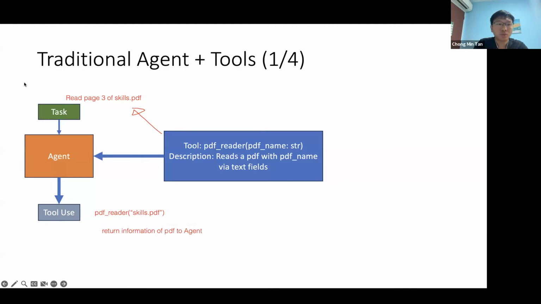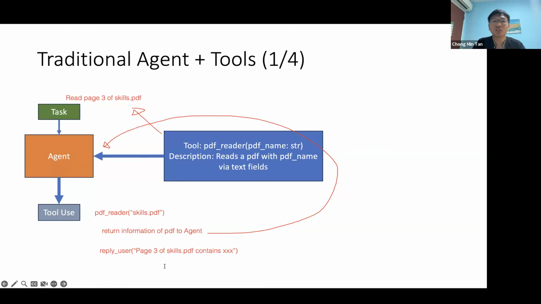This will then feed back to the agent again, and the agent will say, okay, I think I have completed the task. So the agent might call another function like reply user, and it just replies, page 3 of skills.pdf contains. All right, so it's an iterative loop whereby after every single execution of a function, the agent will look back at the past history.